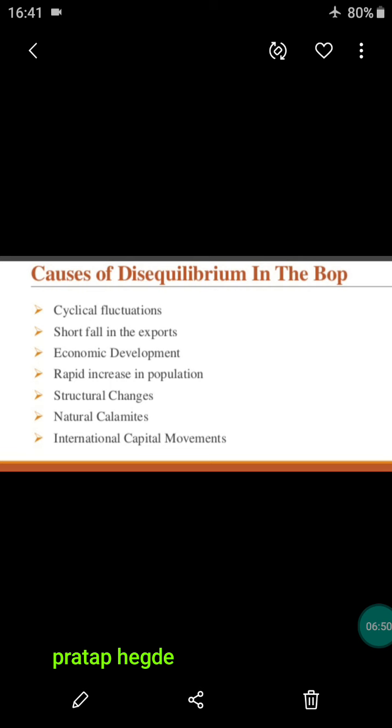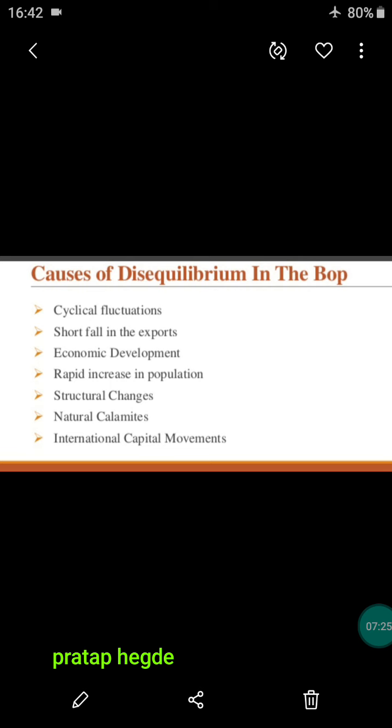The next cause is rapid increase in the population. Whenever a country experiences rapid increase in its population, its demand tends to increase. Whenever a country cannot produce all the goods and services that are suitable for the population of that country, then that population tends to import goods and services from others in order to fulfill their demands. That will lead to an increase in imports and a reduction in the exports of that country.